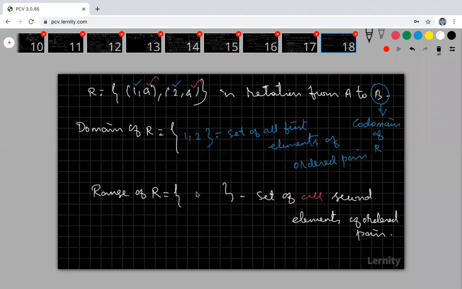This is A alone. Look at that, my set of all elements A comma A. No need to write that A twice. Same element, no need to repeat one more time. So if there are 2 A's, you can take only 1 A. This is my range of this relation. Now look at that. What is my codomain? My codomain is the B. Actually, your A is equal to 1 comma 2, and my B is equal to A comma B. This is my codomain.